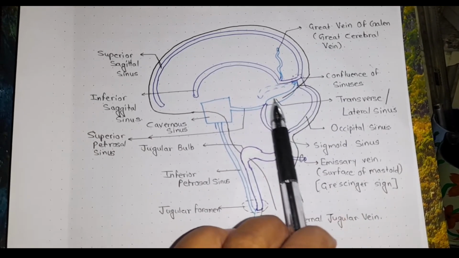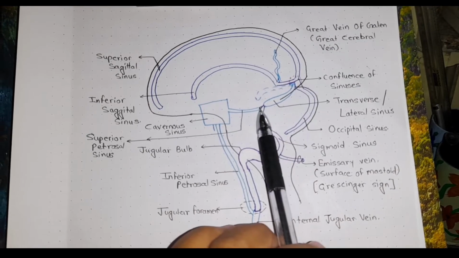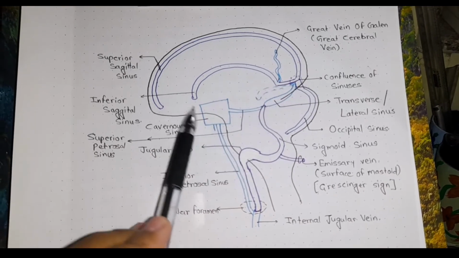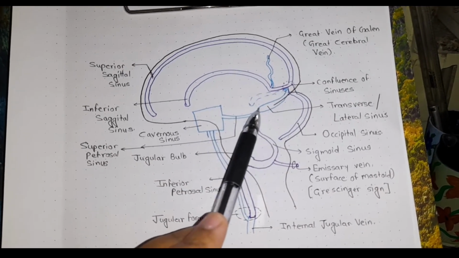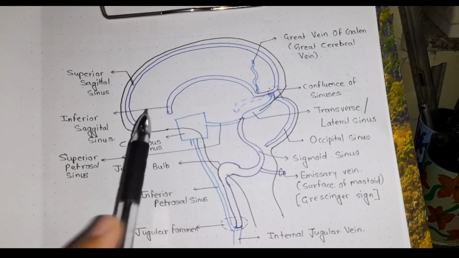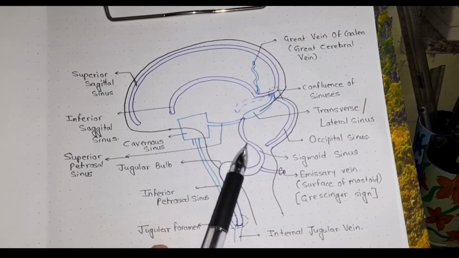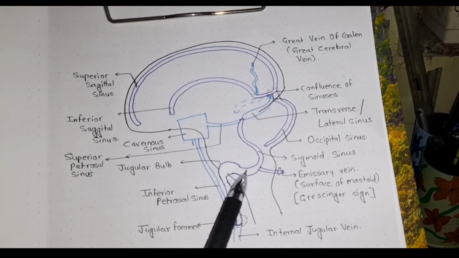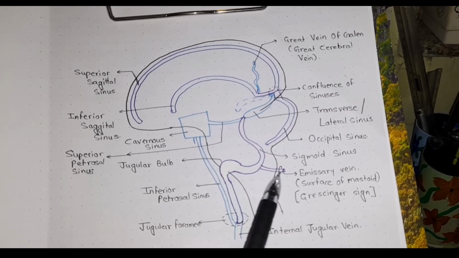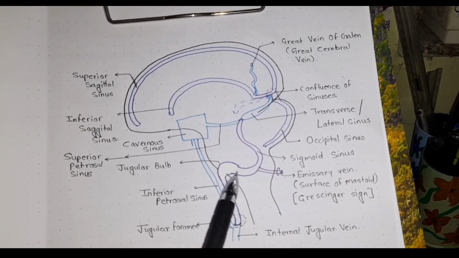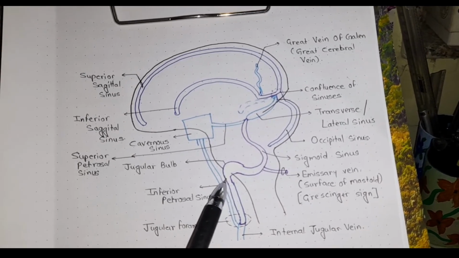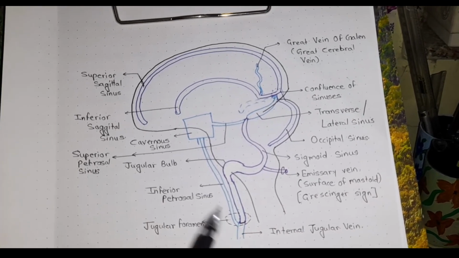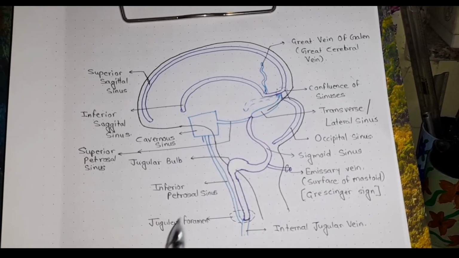So this transverse sinus also comes out from the confluence of sinuses. So basically, superior sagittal sinus, inferior sagittal sinus, occipital sinus, and transverse or lateral sinus. Once we come here, we see that it gets transformed into the sigmoid sinus. So the transverse sinus later continues as sigmoid sinus, and also emissary veins come out from the sigmoid sinus. Sigmoid sinus later continues as jugular bulb. Jugular bulb further continues as internal jugular vein, and the jugular bulb ends at the jugular foramen.